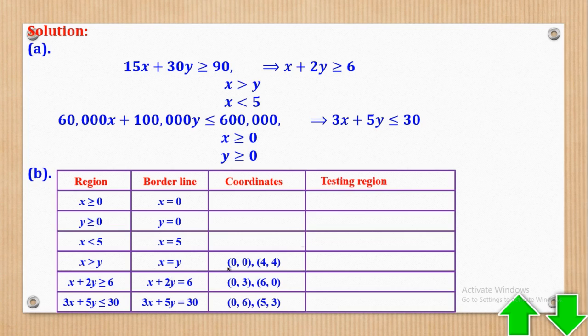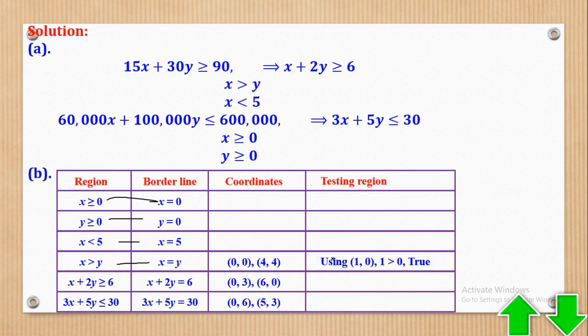So lastly is testing the regions. So testing what to shade and what not to shade. This one is easier because x greater than or equal to 0 means that positive values of x are what is needed, and the negative values are unwanted. Here also positive values are what is needed and the negative values are unwanted. This one is also easier because we know that values less than 5 are what is needed, but the ones greater than 5 are not needed. But for this one, you need to do some testing.